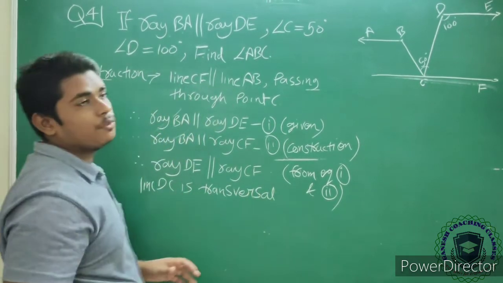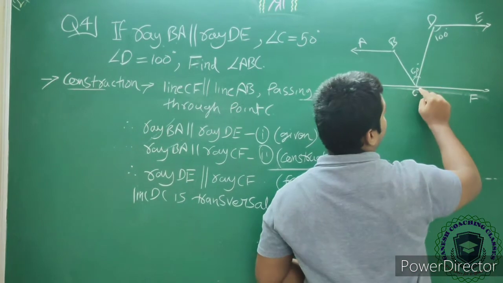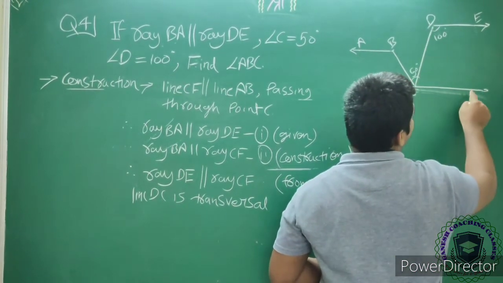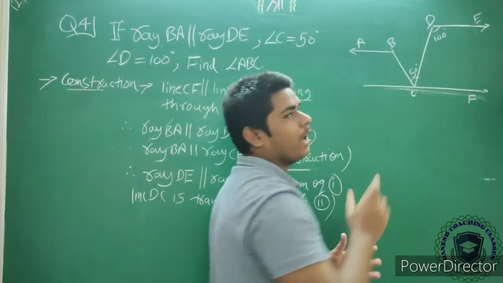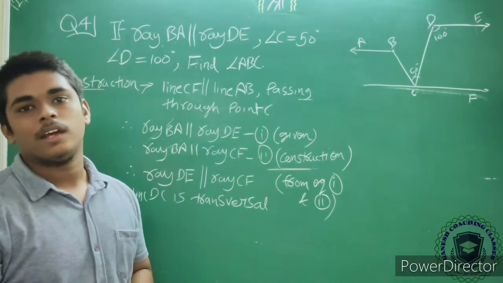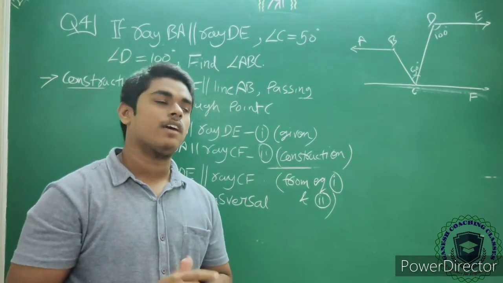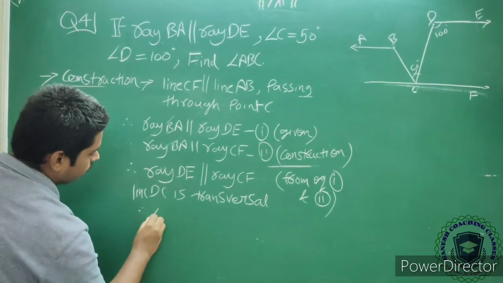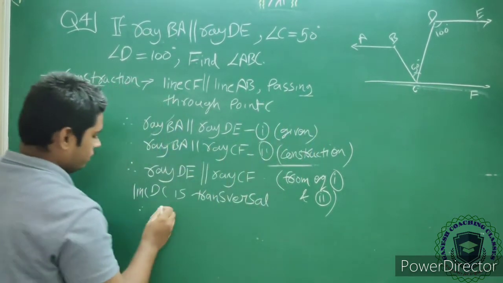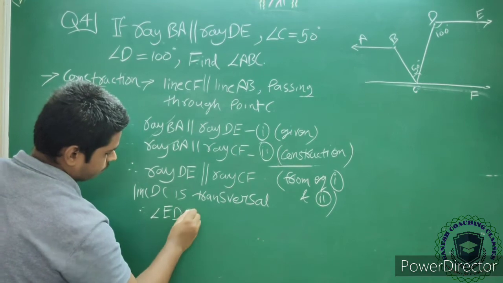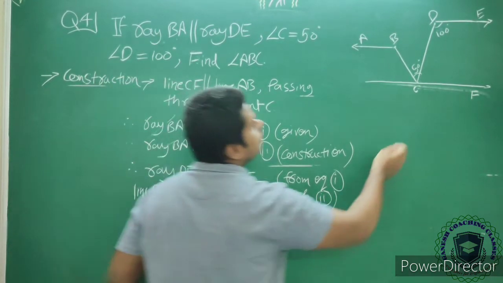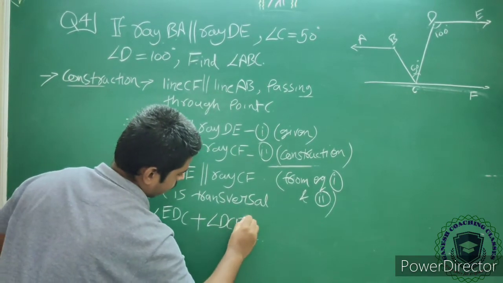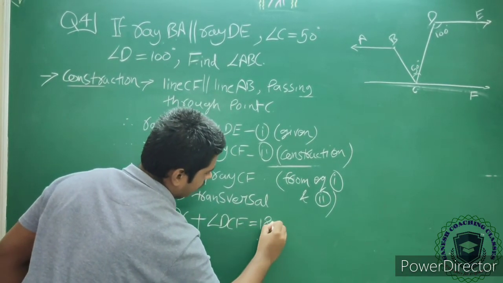Line DC is a transversal. When line DC is a transversal, we can conclude that ADC and DCF are a pair of interior angles, and the sum of interior angles is supplementary, meaning 180 degrees. So here we can conclude that angle EDC plus angle DCF is equal to 180 degrees.